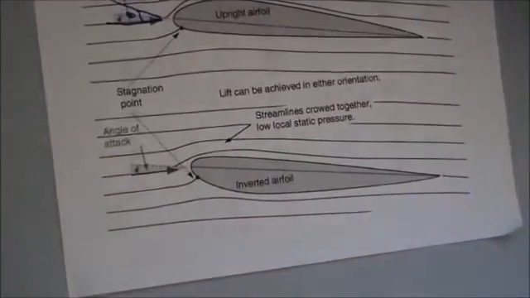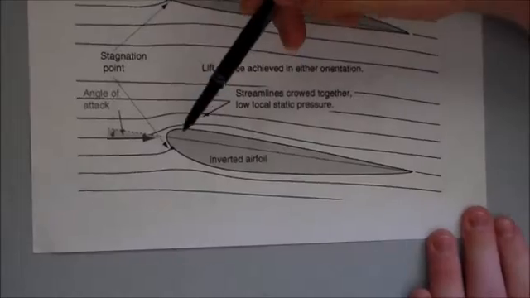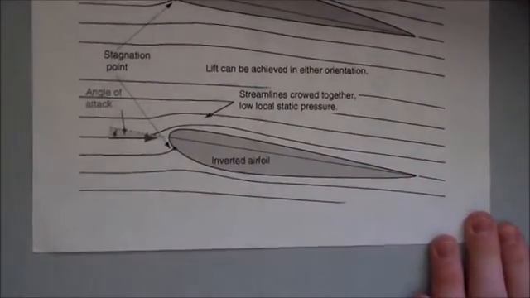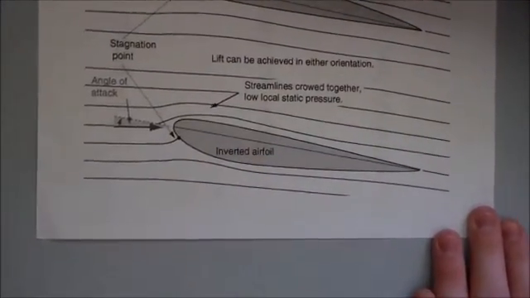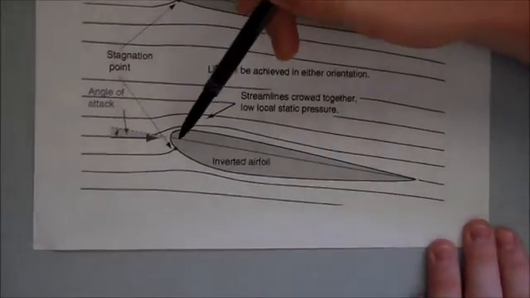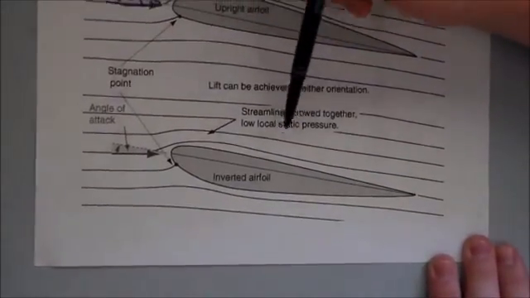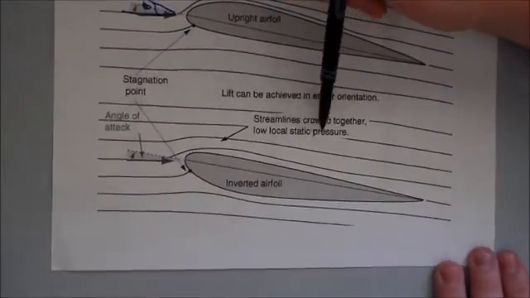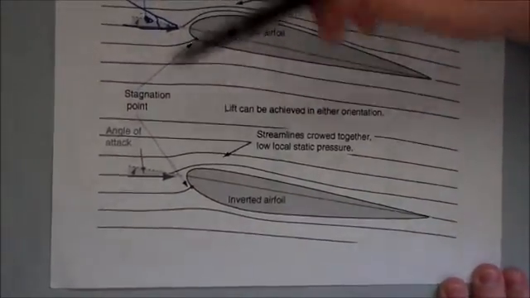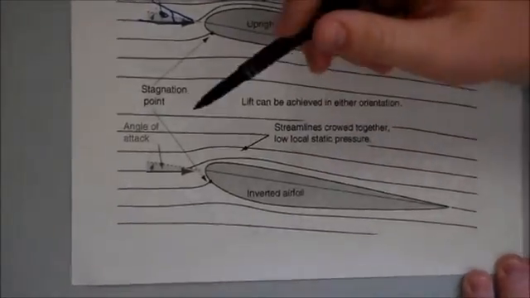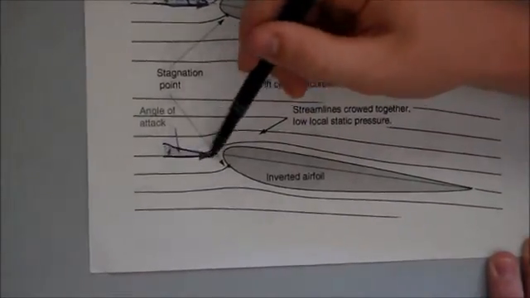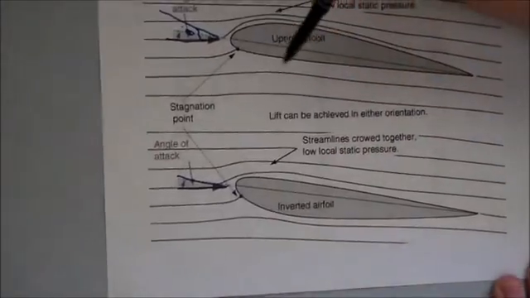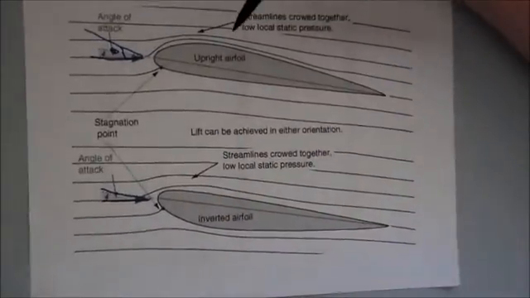And with the inverted airfoil, we can see it's basically the same idea, but it has to have that angle of attack to maintain lift, because it has a different static pressure. Here it says streamlines crowded together, local static pressure, because that's along the flat side. So it would actually be forcing it down, but because of the angle of attack, it's able to maintain lift and fly upside down.